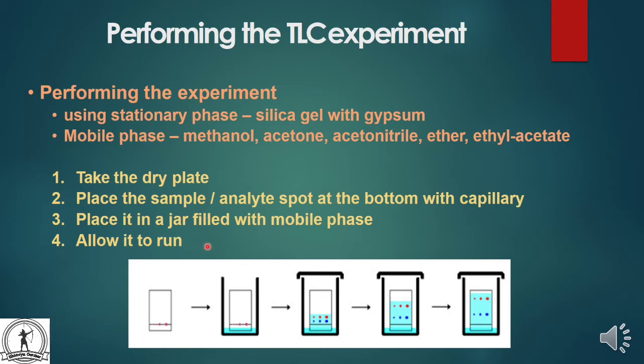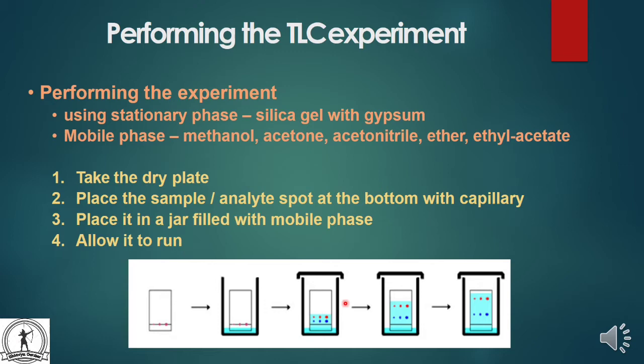So take a dry plate, then place a sample spot on the plate. See this. Then place it in a jar containing the mobile phase and allow it to run. The mobile phase should not initially touch the spot, but should touch the bottom of the plate. After running, our spots move to different distances. This is because of the phenomena of attraction and affinity towards the stationary phase.